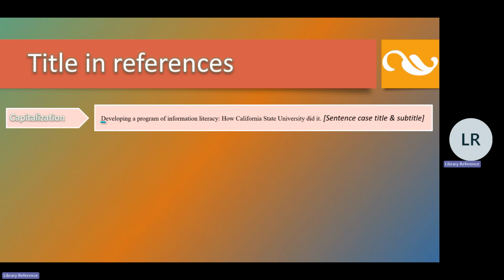And we should also capitalize the first letter of the subtitle. In our case, How California State University Did It is the subtitle. So H should be capitalized. Now, in the case of proper nouns included in the title of a work, obviously proper nouns should also be capitalized. In our case, California State University is the name of a university. It is a proper noun. That's why it is capitalized.